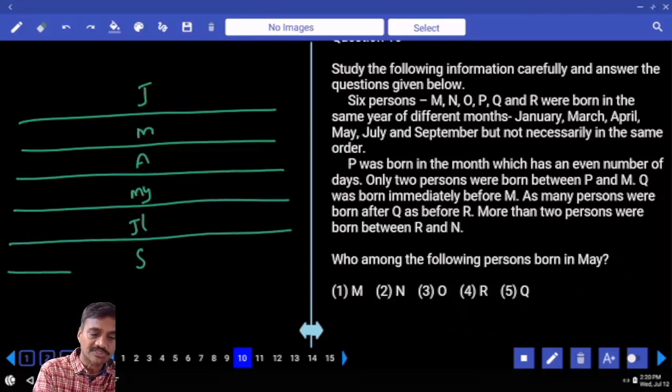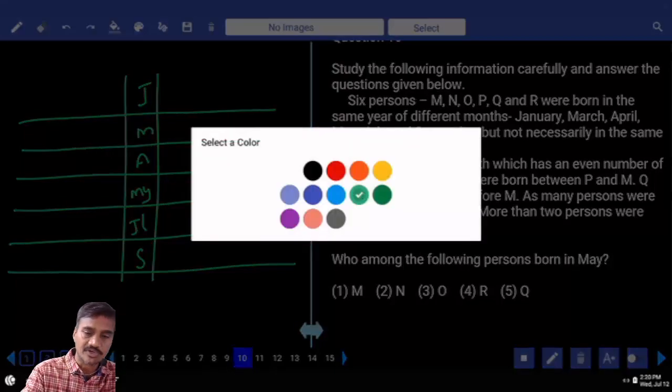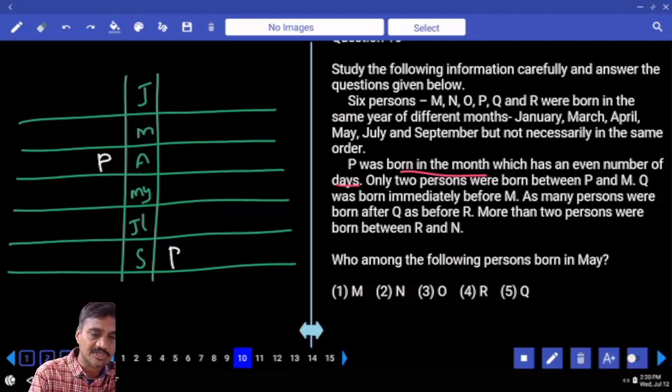First write down the months at the center and extend the lines like this, wherein we can work out 2 possibilities simultaneously. Then P was born in the month which has even number days. Even number days means Jan, March, April.